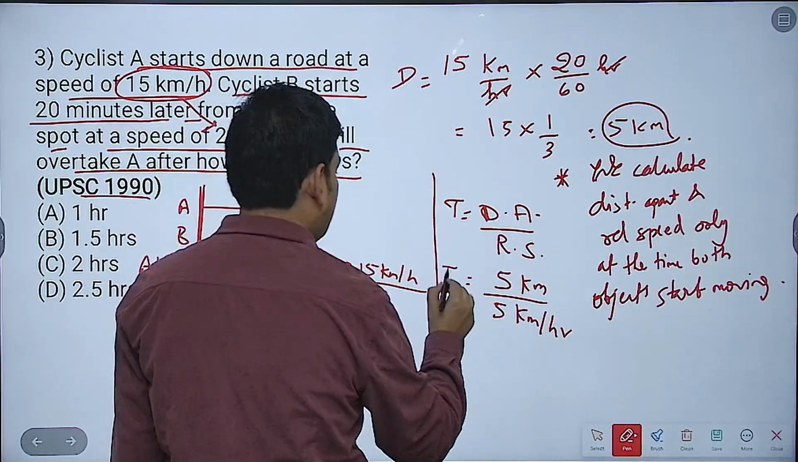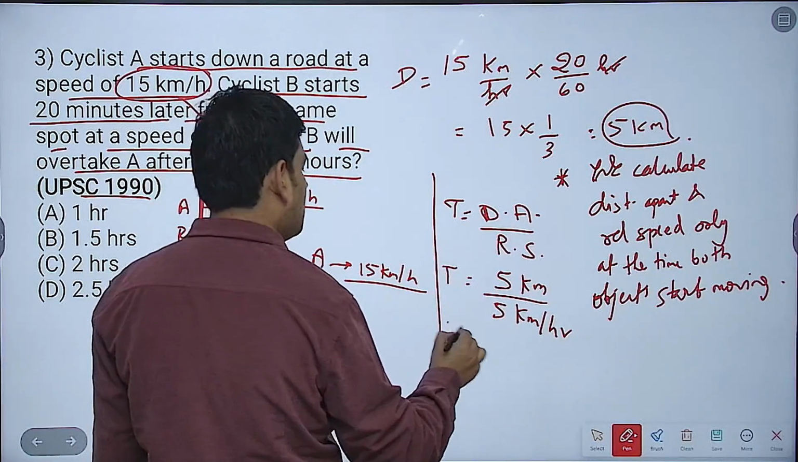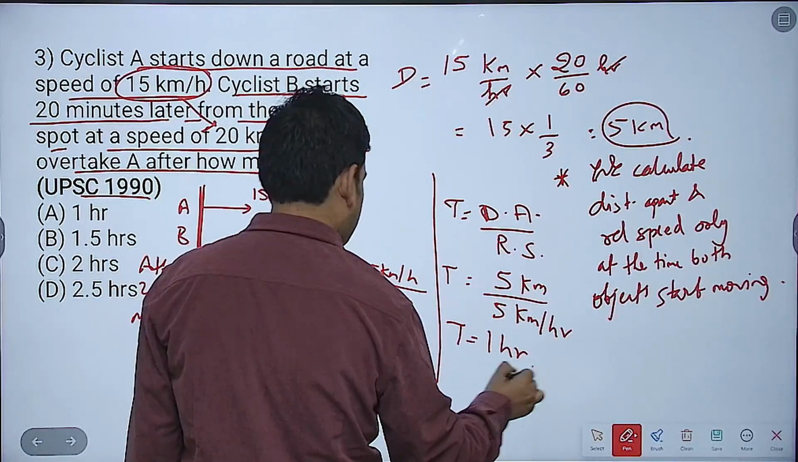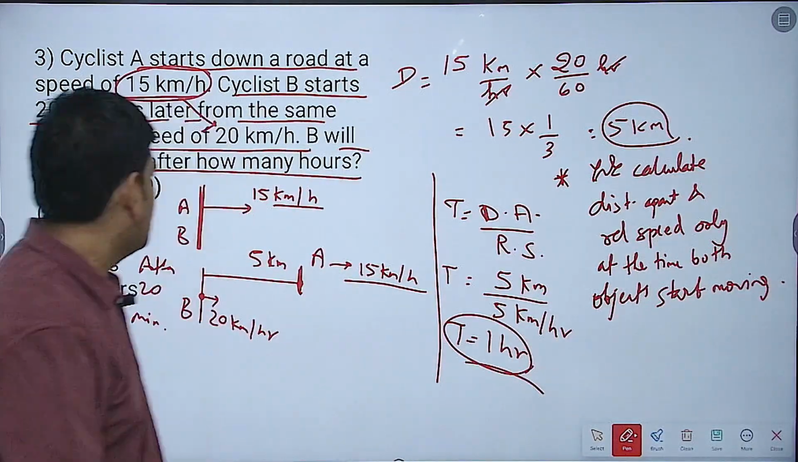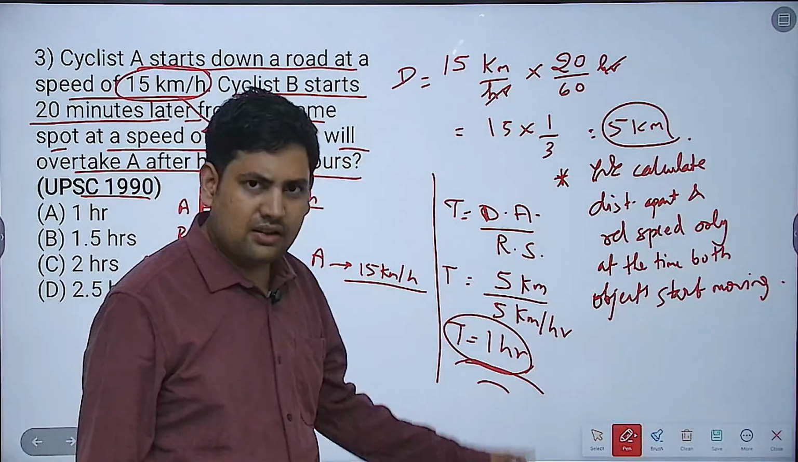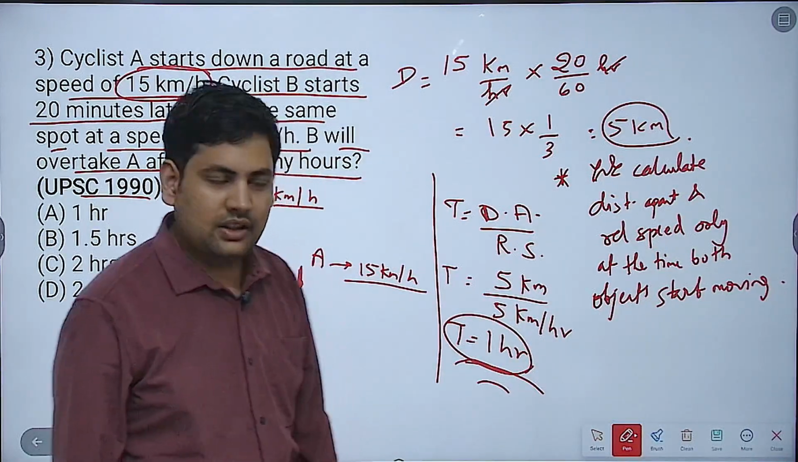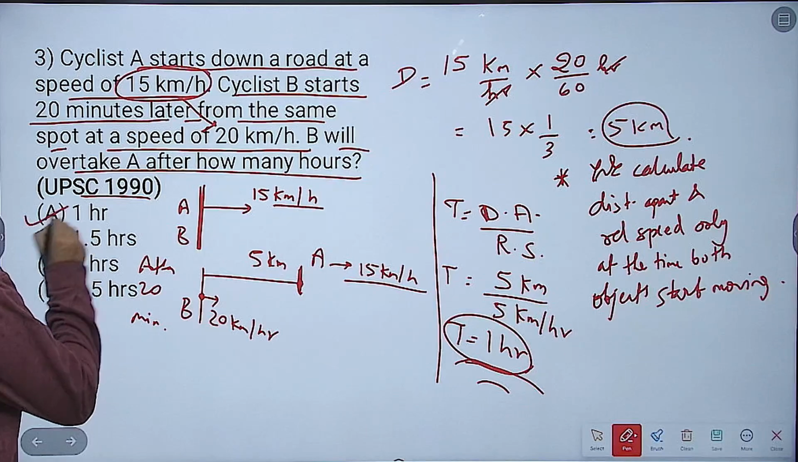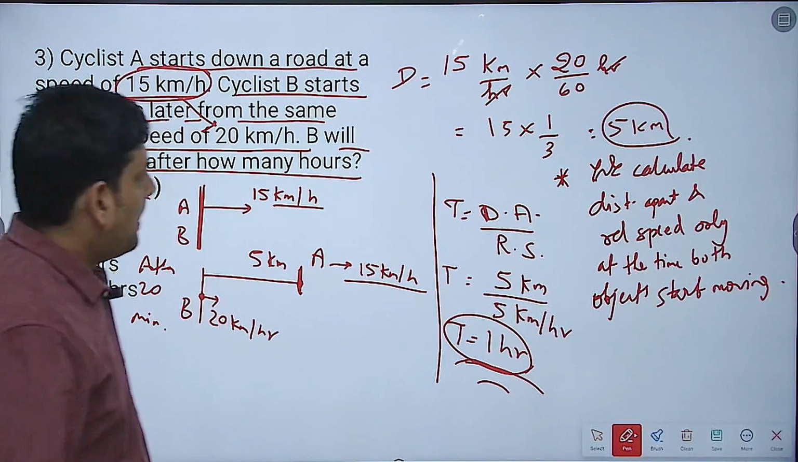So time taken will be what? 5 and 5 cancel out. It will go above. So this becomes time is equal to 1 hour. Now, B will overtake A after how many hours? So what you got? It will overtake A in 1 hour. That's it. So what's the answer you got? You got 1 hour. Simple.